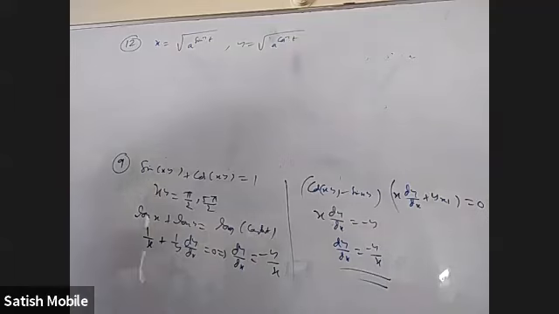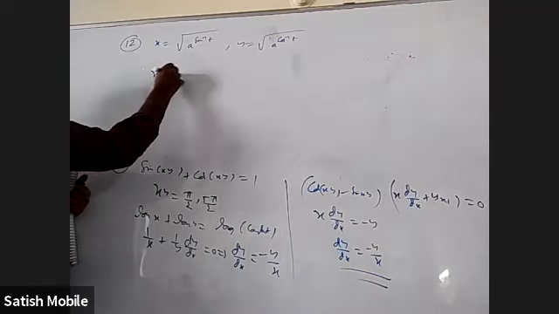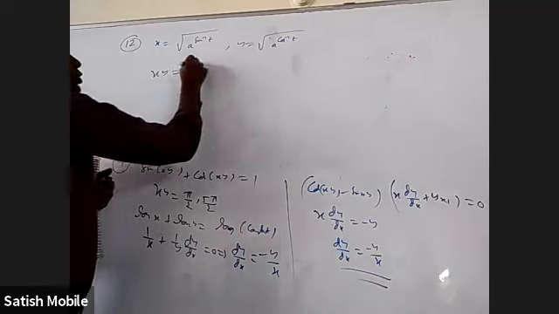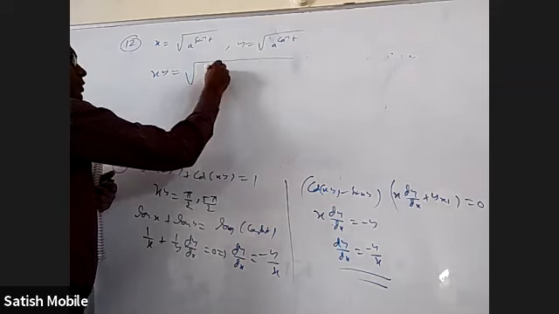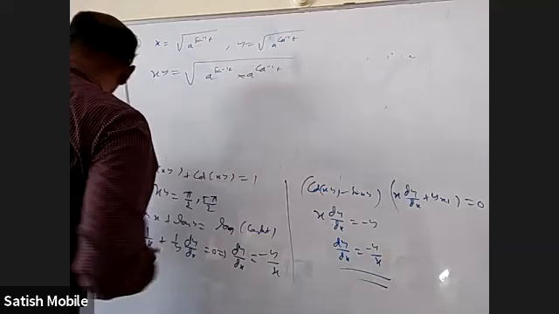Okay, this is parametric form. x is in terms of t and y is in terms of t, and they want to find dy by dx in terms of y and x. Somebody can find dx by dt, dy by dt, divide and substitute it, or you can eliminate t. How to eliminate is to directly multiply them. When you multiply x into y, what happens? Square root of a power sin inverse t into a power cos inverse t.